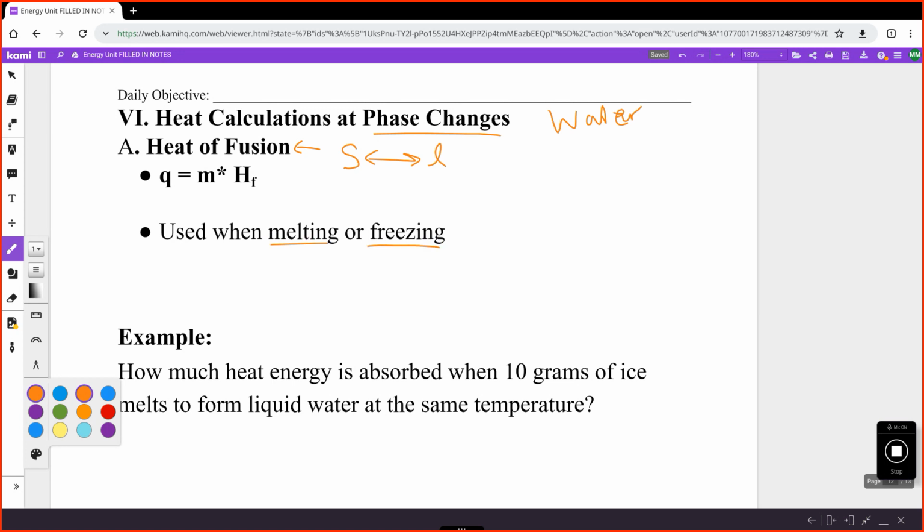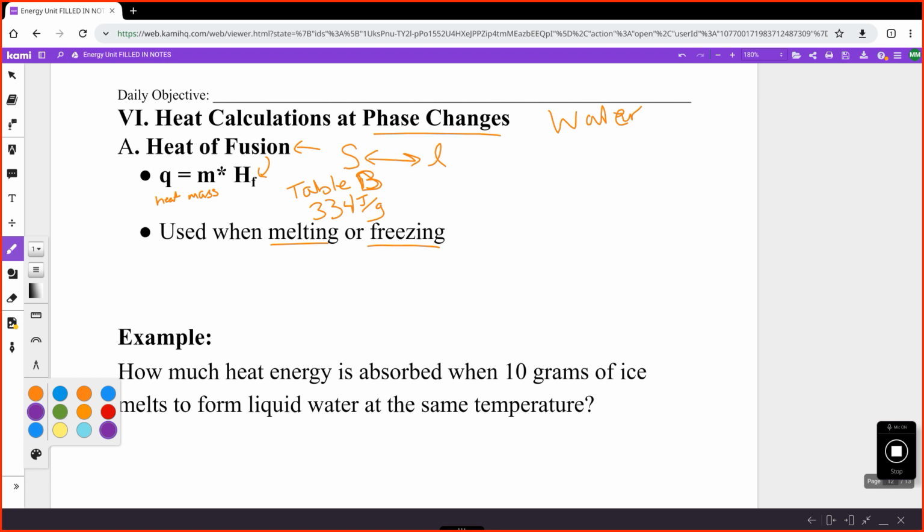It's a simple version of what we were just doing, where Q is heat, M is mass, and HF is the heat of fusion. The heat of fusion is HF. For water, this value is listed on our reference table, on Table B. For water, it is 334 joules per gram. And that's it. That's the straightforward equation.